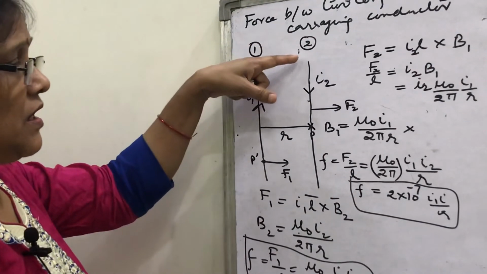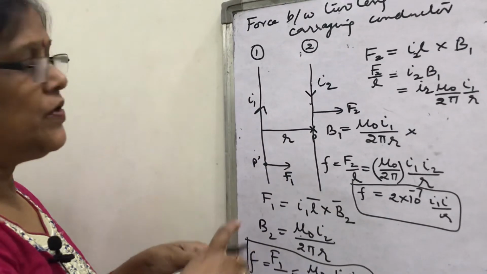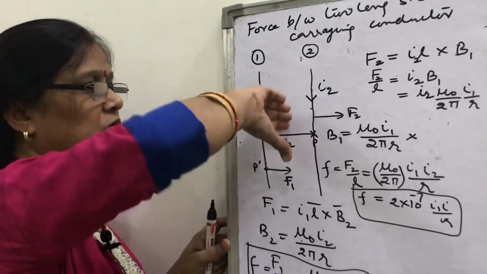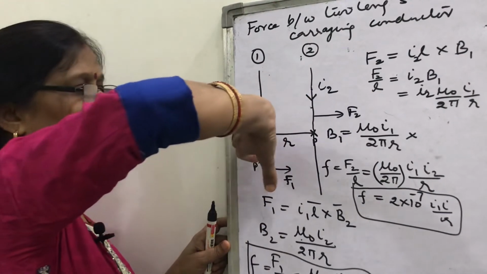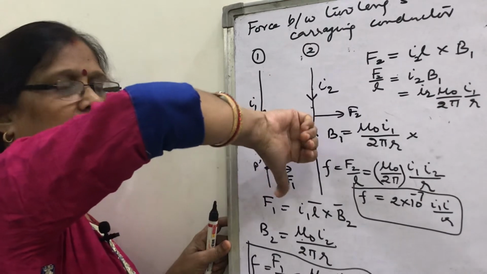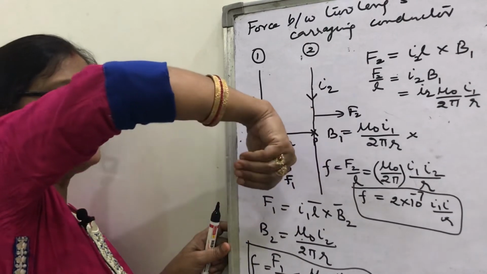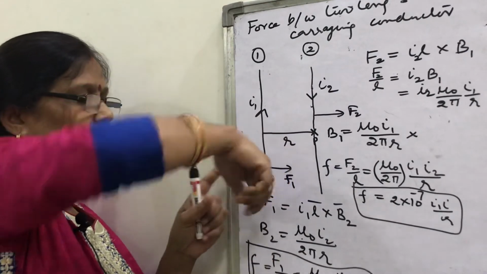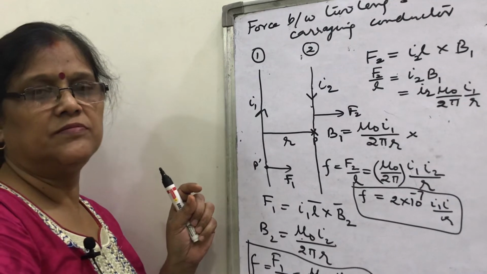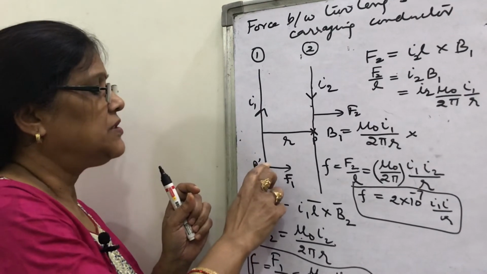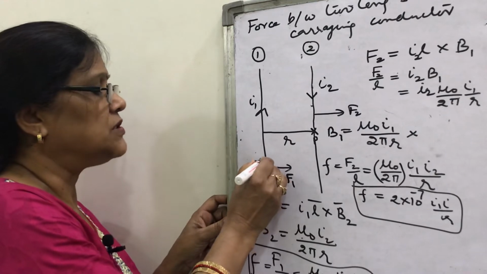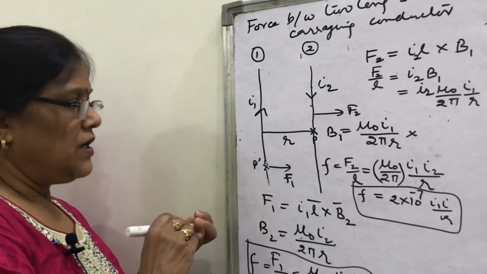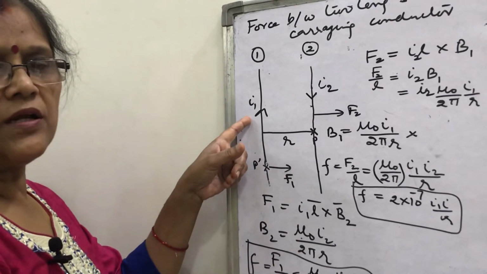Since I2 is downward, what will be the magnetic field at P dash? Look, I2 is downward, so by the right hand thumb rule, this curling of the fingers gives that at P dash the magnetic field is downward. So what will be the direction of magnetic field at P dash? Cross. Since current is upward, what will be the direction of force on this wire?